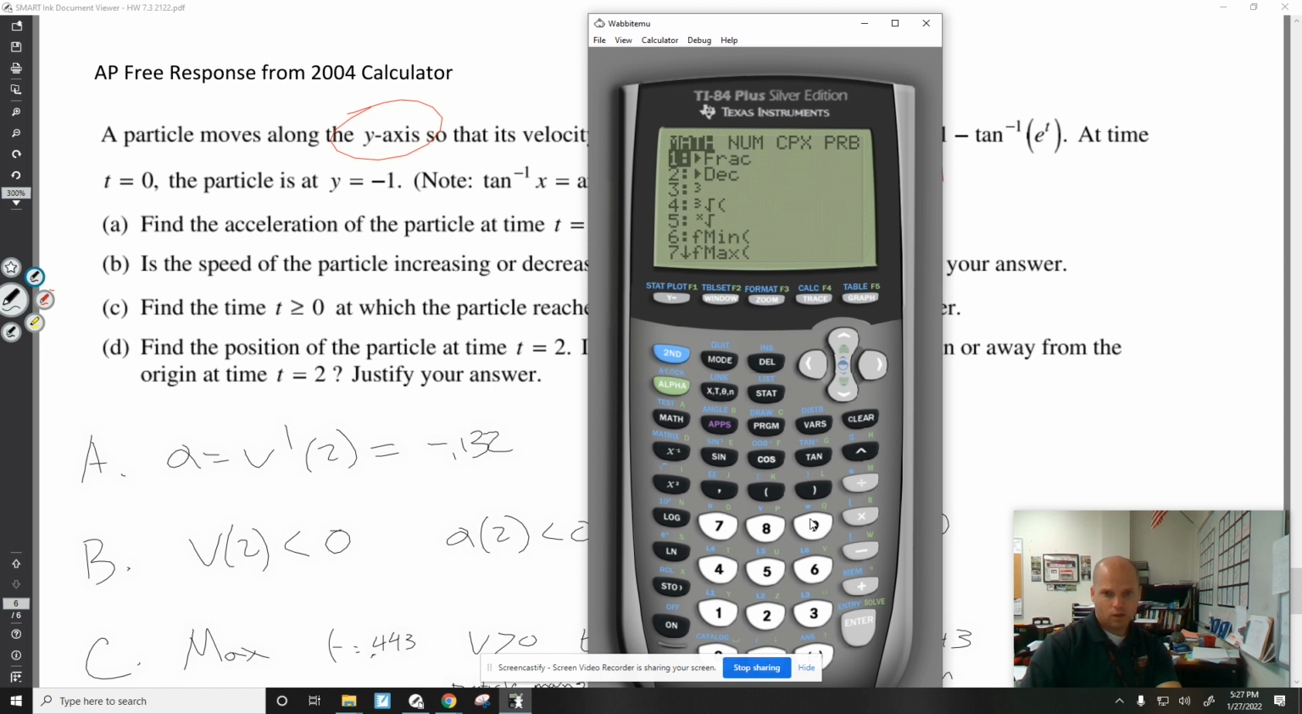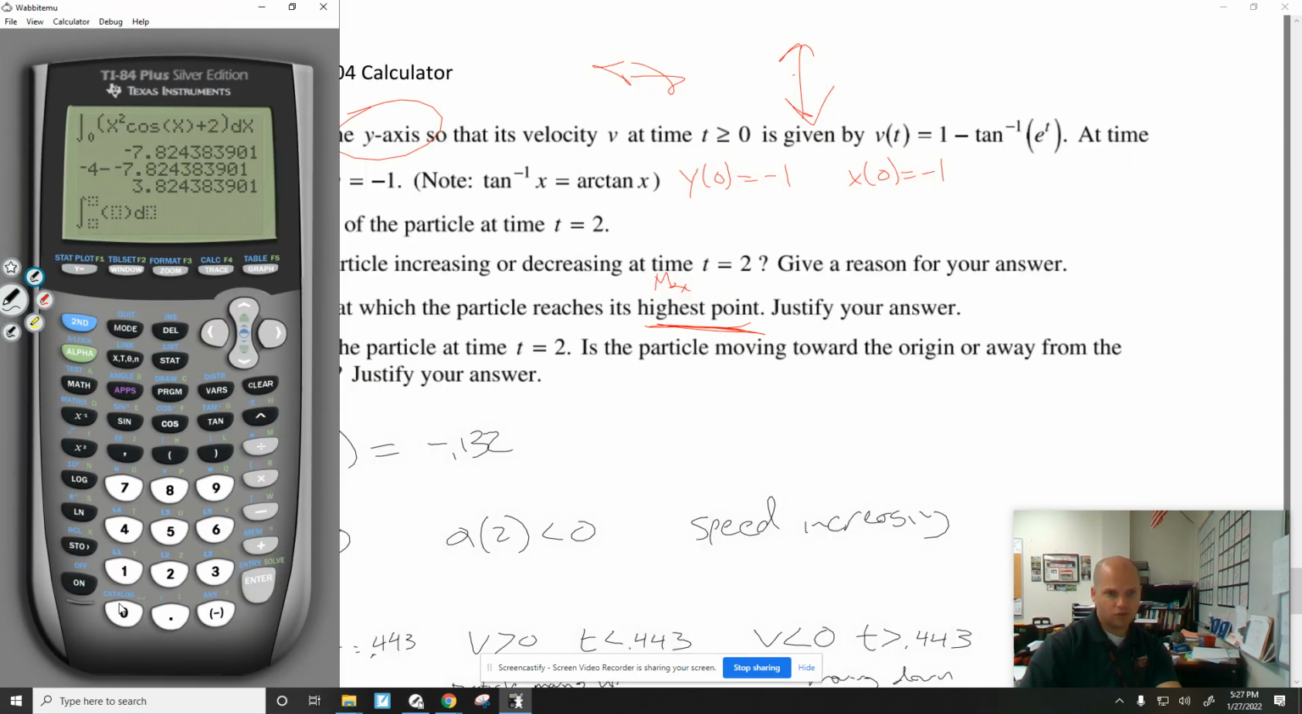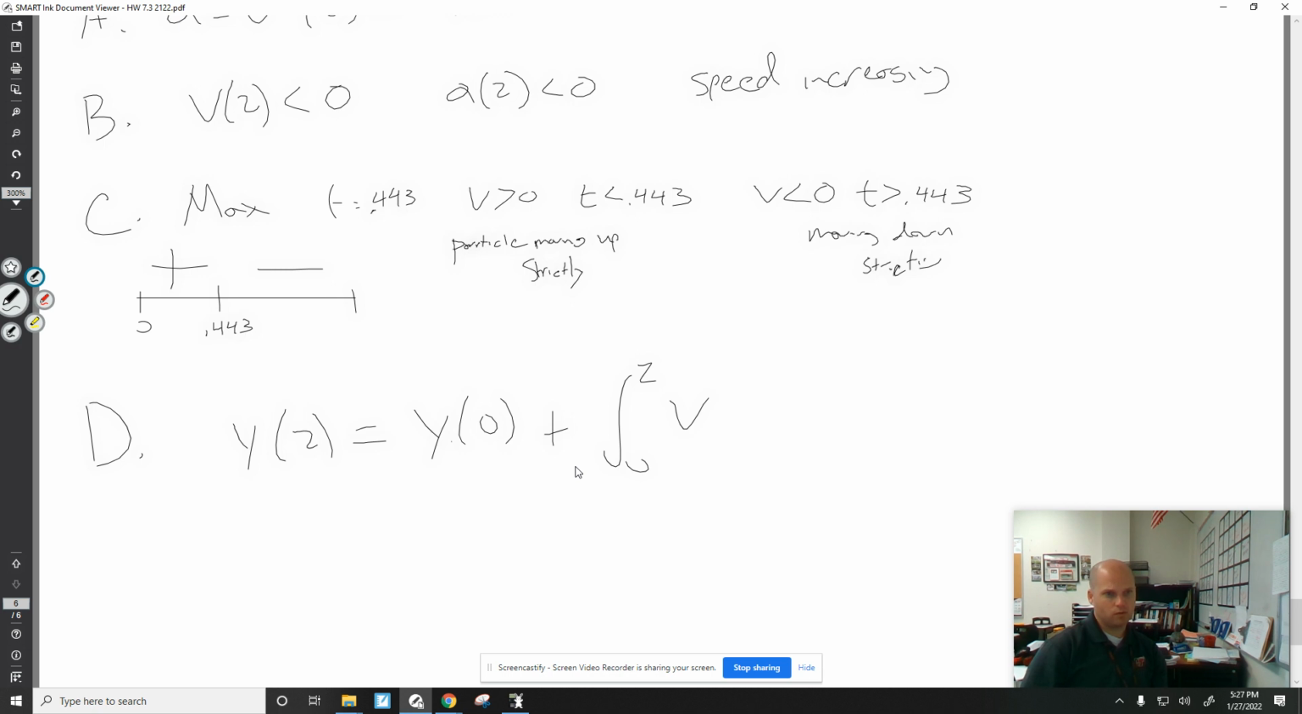Let's just figure that out. Math 9, 0, 2, 2. I have the position at time 0. It's -1. Good. Of velocity, 1 minus tan inverse e to the t. That's my displacement. Add that negative number. Okay, so y of 2 equals -1.360.